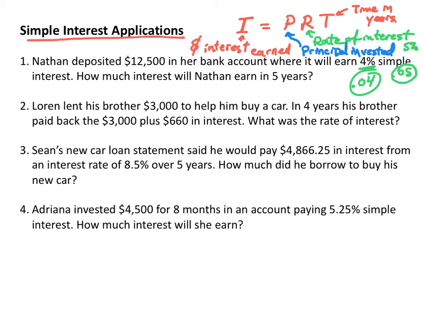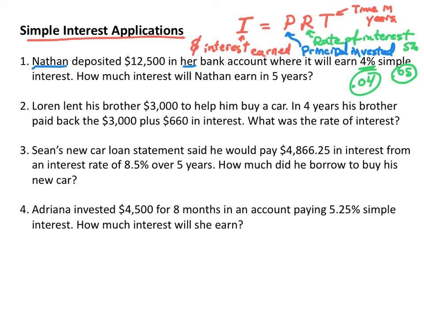Nathan deposited $12,500 in a bank account where it will earn 4% simple interest. How much interest will Nathan earn after 5 years?